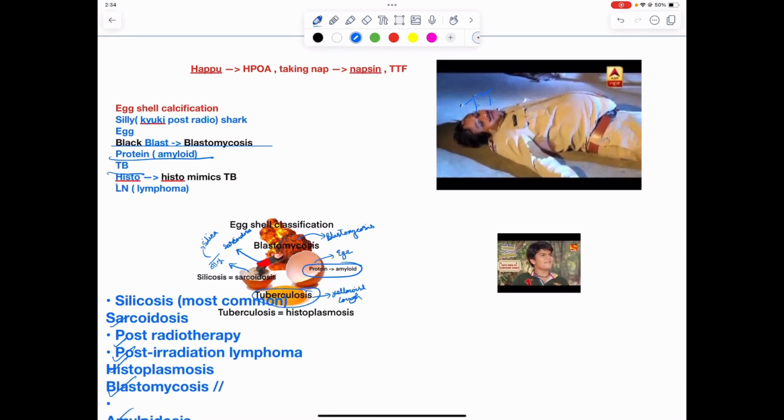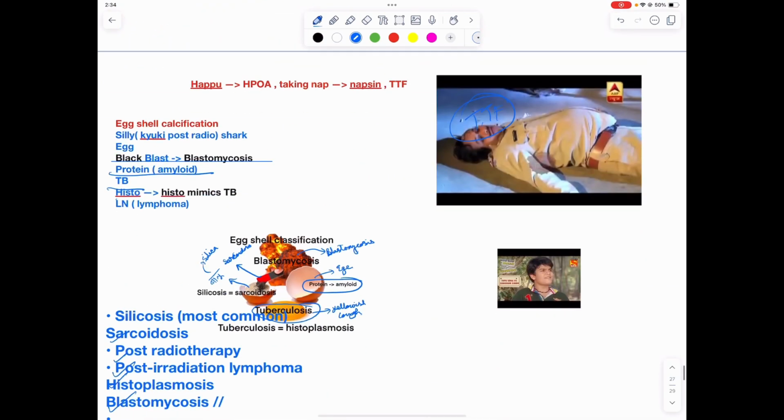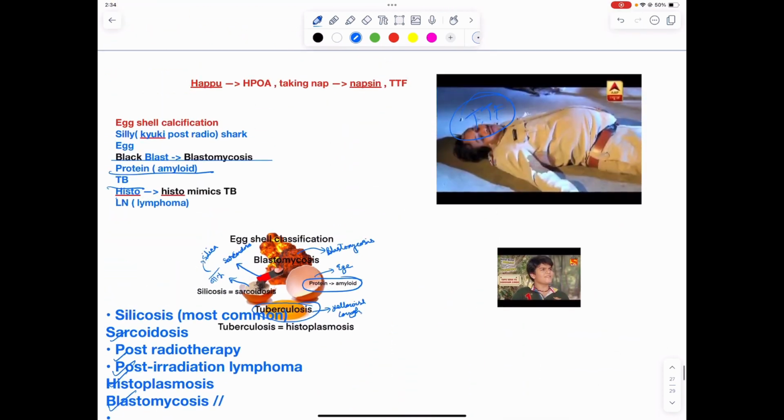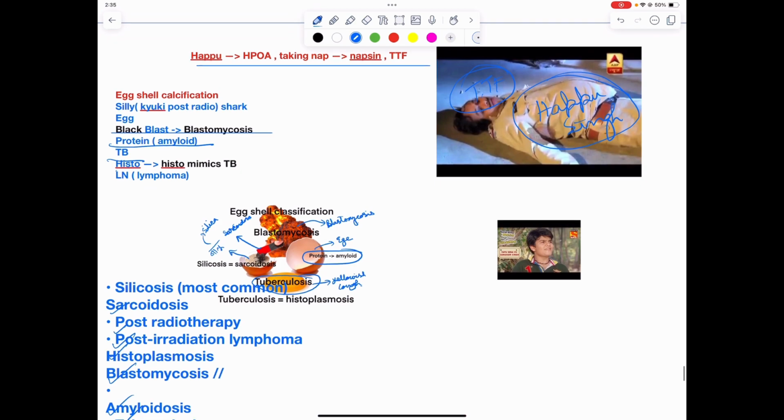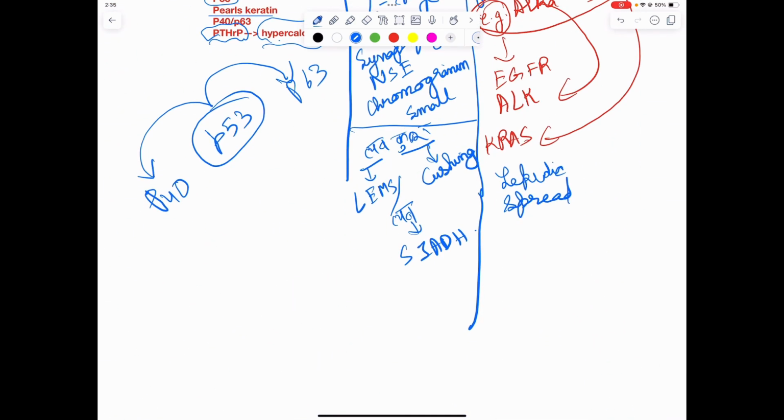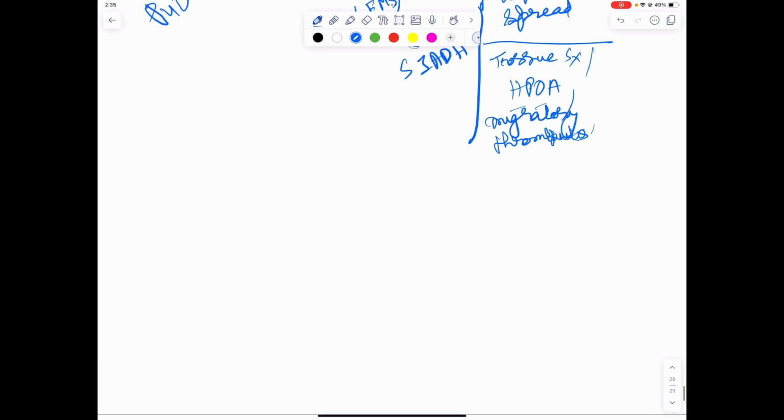See, he's taking a nap. TTF became a ticket collector and he's taking a nap. And his name is also Happu Singh. Now, if you know the Happu Singh character, we call this Happu Singh HPOA, and taking the nap is napsin. So remember Happu Singh belongs to adenocarcinoma and he's taking the napsin TTF1. So in this we have Trousseau syndrome, while we have HPOA and migratory thrombophlebitis, known as Trousseau sign, and it spreads along the alveolar septa.